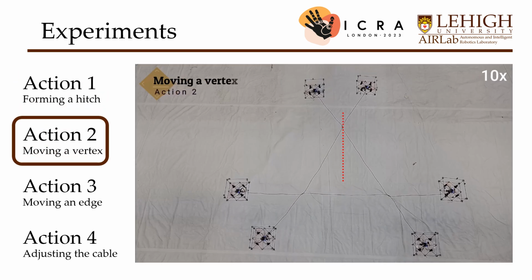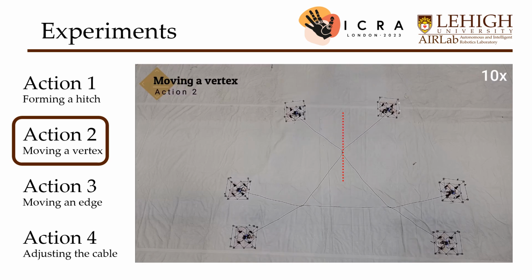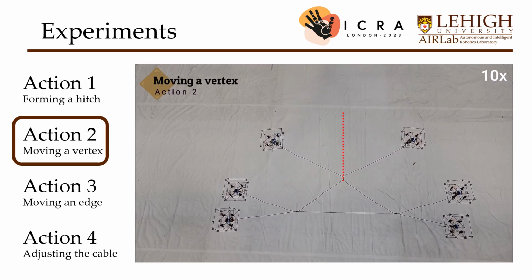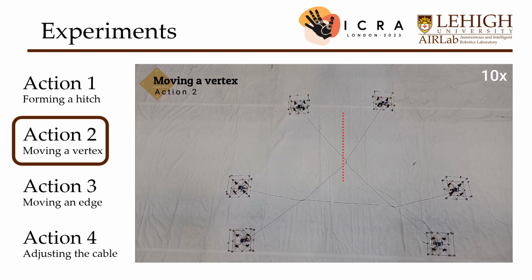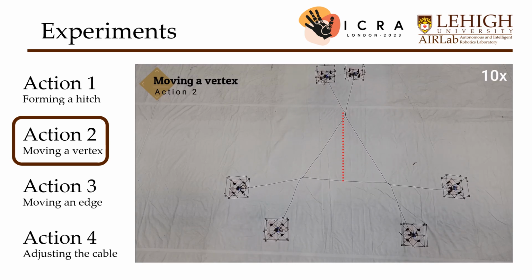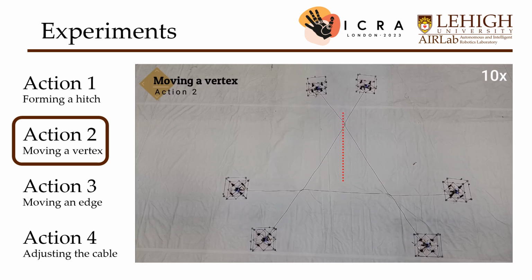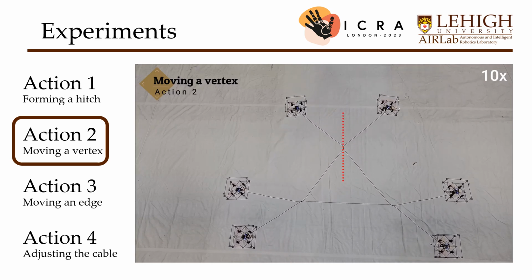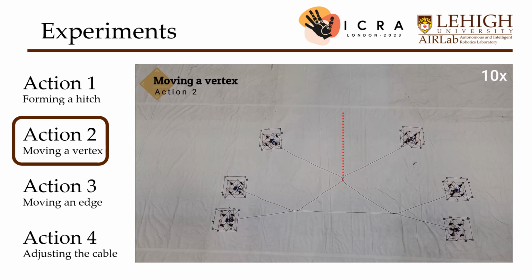Here, we are focusing on moving a single vertex to demonstrate that the polygonal hitch is able to control an intersection point. We perform an experiment where the point P1 is moving along a linear trajectory, while P2 and P3 remain static.